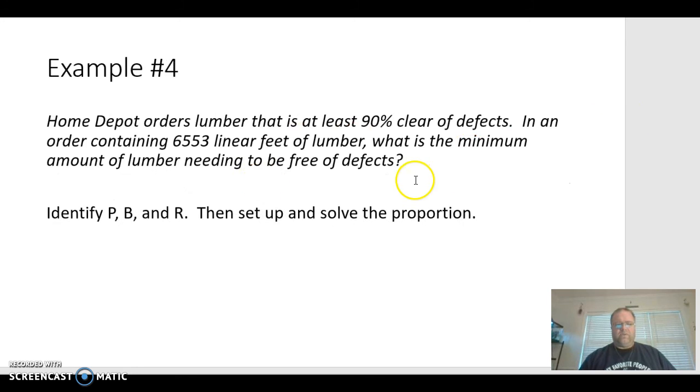All right, last one, we're going to work on a longer word problem where we're going to have to use the fact that the B or the base is the whole amount and the P or the part is just a part of that whole. So Home Depot orders lumber that is at least 90% clear of defects. In an order containing 6,553 linear feet of lumber, what is the minimum amount of lumber needing to be free of defects? So let's identify our three variables and set up and solve the proportion. So go ahead and pause, try this on your own, and then when you come back, we'll look at the solution here.